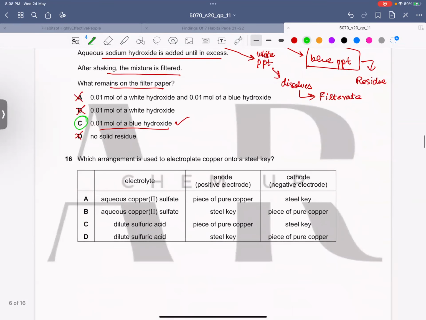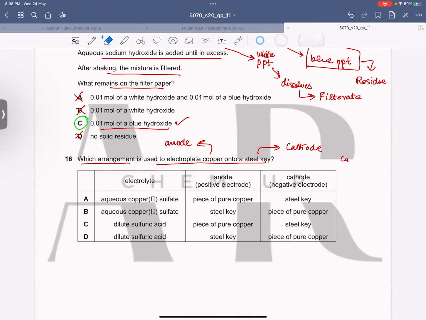Now, question number 16. Which arrangement is used to electroplate copper onto a steel key? So, very good. If we have to electroplate a steel key, the steel key must be at the cathode, and copper must be at the anode, and the electrolyte would be copper sulfate or copper nitrate or any aqueous compound of copper which is water soluble.